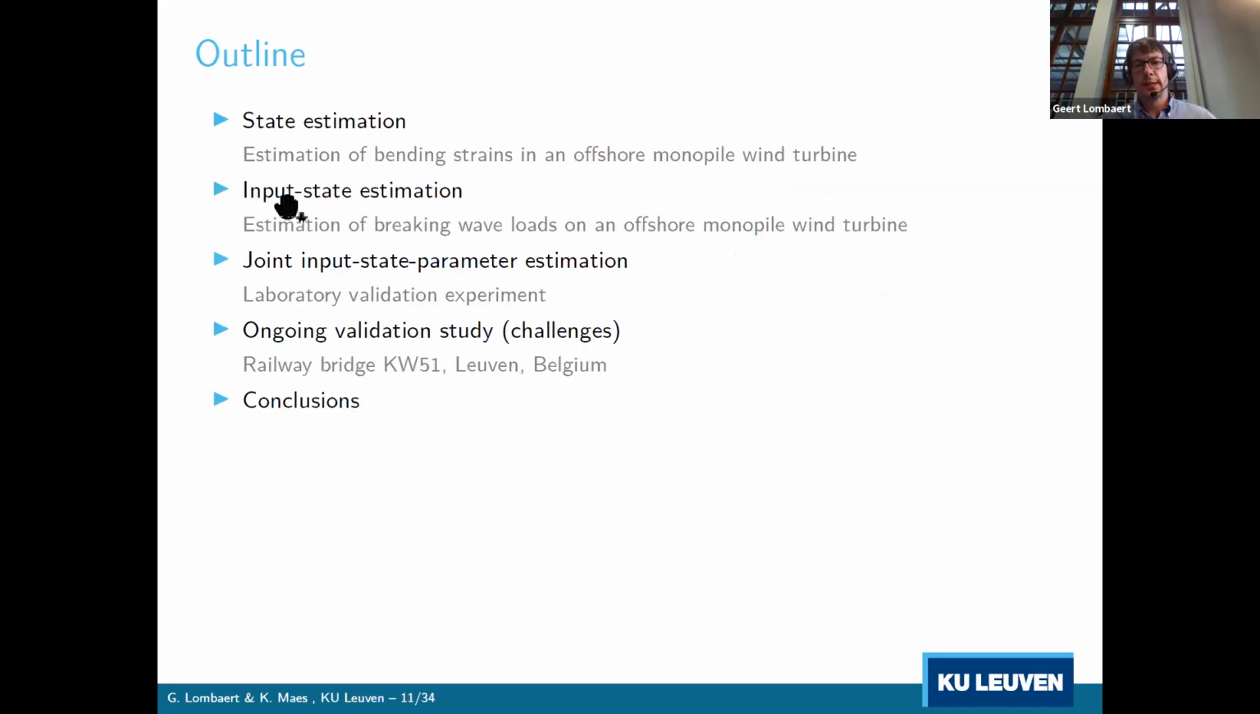So what I'll do next is illustrate these types of estimation for applications which involve real-world structures. I'd like to show what we've been able to achieve for these real-world structures. We'll go from state estimation to input state estimation to joint input state parameter estimation. You will notice that we go from a less controlled to a more controlled environment, with a laboratory validation experiment in the last case. So I'll go through these.